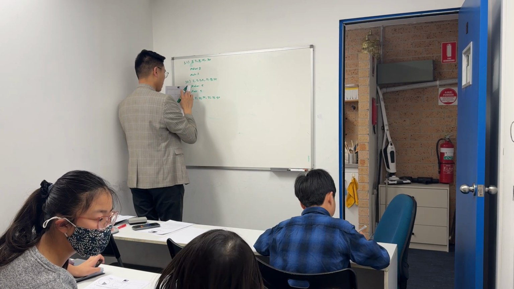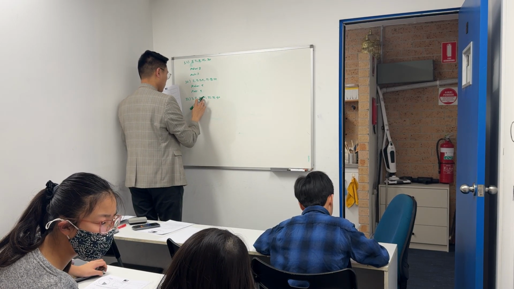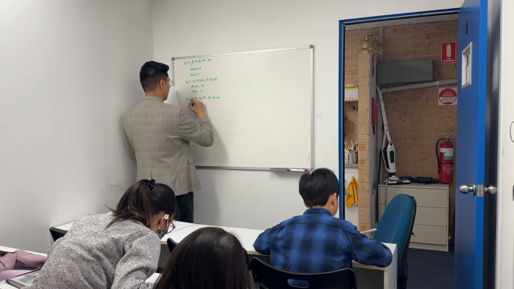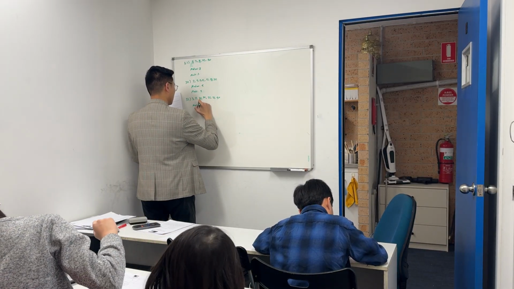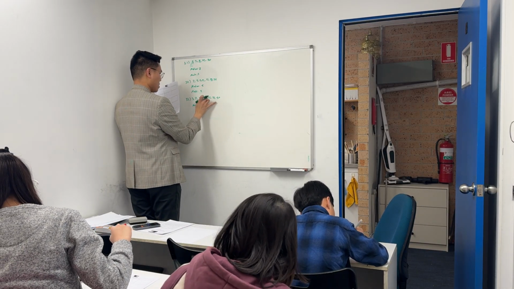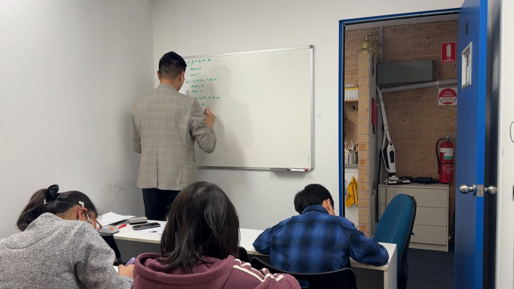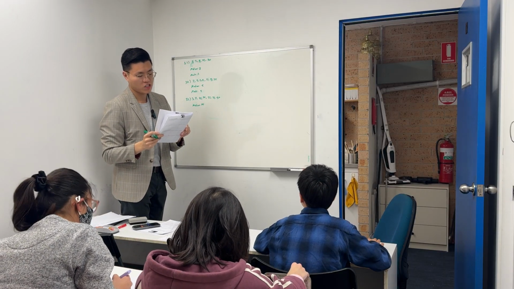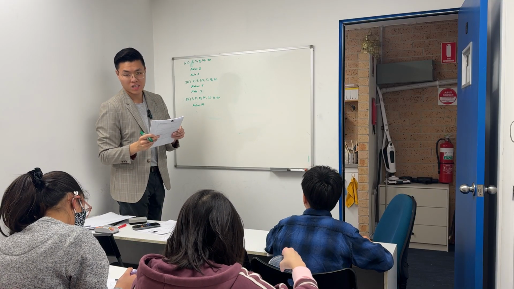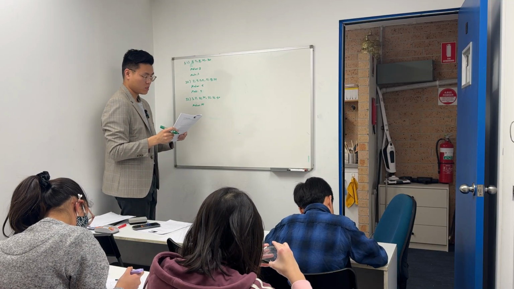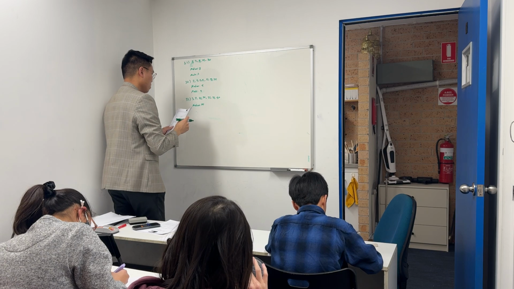2, 3, 4, 5, 6, 7. Oh, actually, sorry. Can I get you guys to do 34 as well? Yeah, because that one has 2 medians.